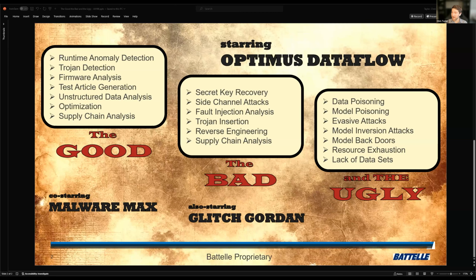Secret key recovery. A lot of the logic redaction and logic obfuscation techniques are made moot by ML algorithms for recovering those keys. Side channel analysis gets a lot better using AI/ML, and it becomes a lot harder to protect. Fault injection analysis: now we can protect from faults, but it's easier to insert them using ML. Trojan insertion: great for detection, also great for inserting Trojans.